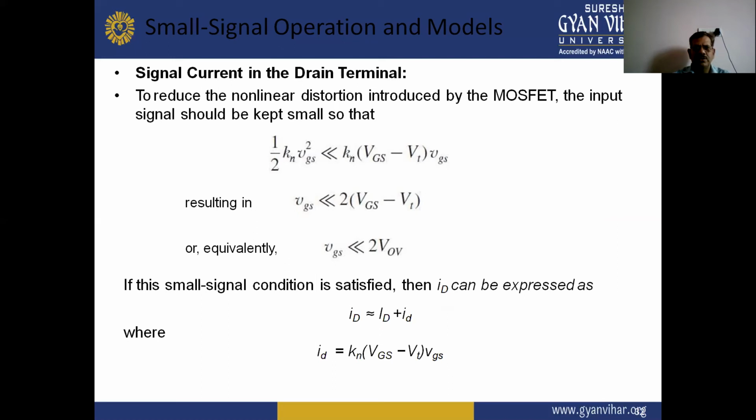To reduce the non-linear distortion induced by the MOSFET, the input signal should be kept small so that 1/2 Kn vgs squared is much less than Kn (VGS minus VT) vgs, resulting in vgs being very small, or equivalently vgs much less than 2 VOV. If this small signal condition is satisfied, then the drain current iD can be expressed as iD equals ID plus id, where id equals Kn (VGS minus VT) vgs.